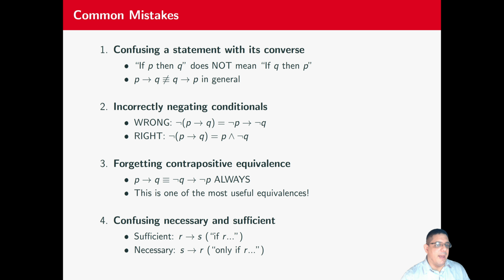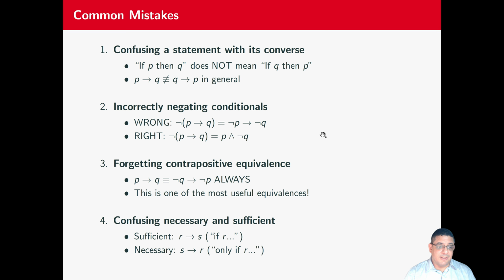Some common mistakes that happen here: people confuse a statement with the converse. If P then Q does not necessarily mean that Q then P. So an implication in one direction does not necessarily mean the implication in the other direction. You have to be careful with negating conditionals. Some people negate the implication by doing the implication of the negations. That is not how it works. The right negation of an implication is that the antecedent happened and we don't have the consequent.